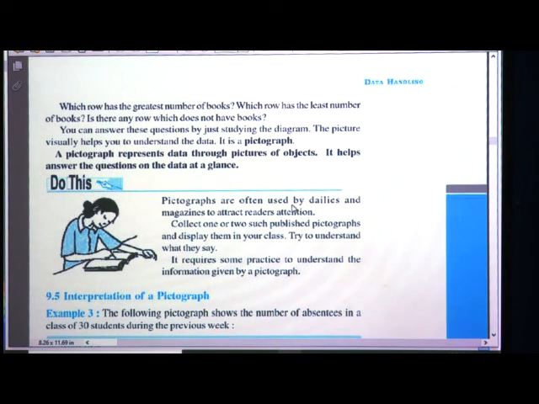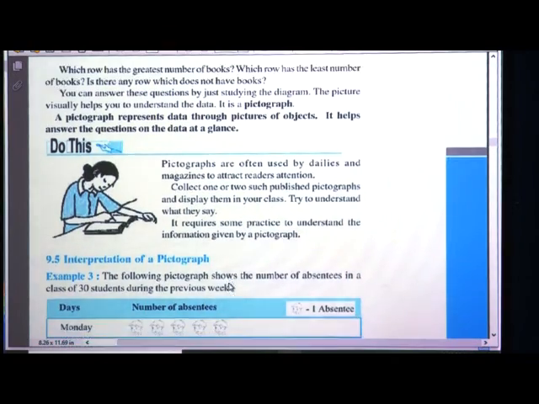Pictographs are often used by dailies and magazines to attract readers' attention. Collect 1 or 2 such published pictographs and display them in your class. Try to understand what they say. It requires some practice to understand the information given by a pictograph.